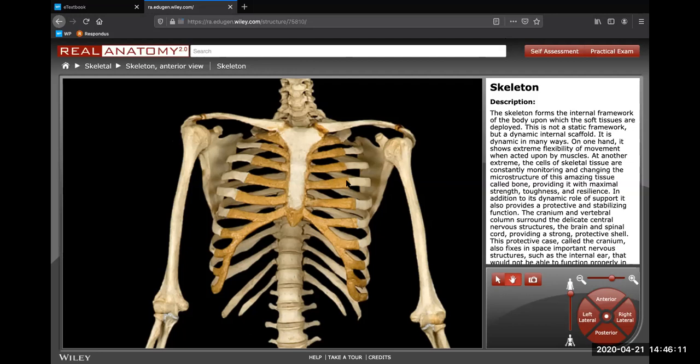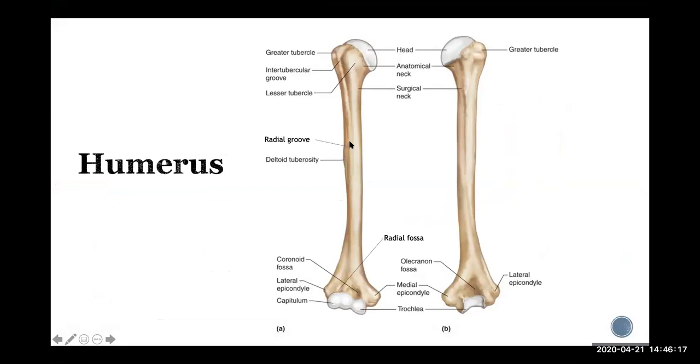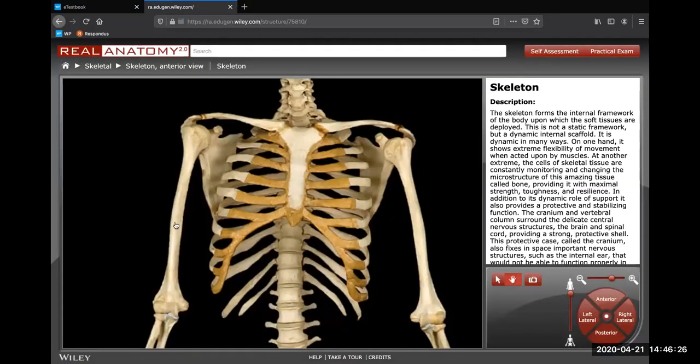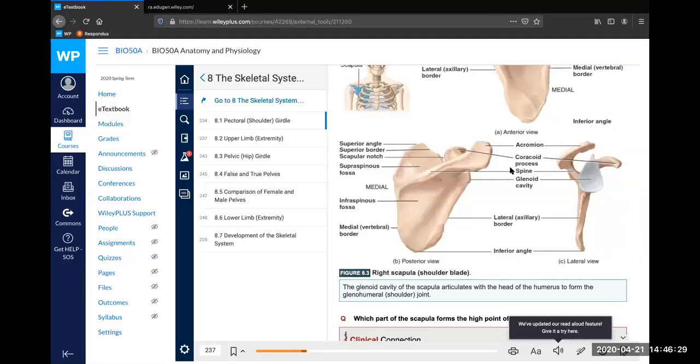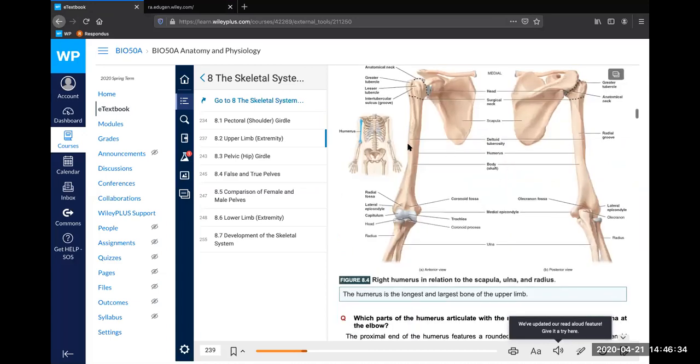Make sure that I'm not leaving anybody. Okay, so we've got the deltoid tuberosity, and right next to it, though it's kind of hard to see in this image, and probably even harder to see over here. Not great. Let's try the textbook. Oh yeah, look at that. They've got it really exaggerated here. The deltoid tuberosity is this part that's poking out right here. And the radial groove is right next to it. The radial groove is where the radial nerve comes down the humerus.